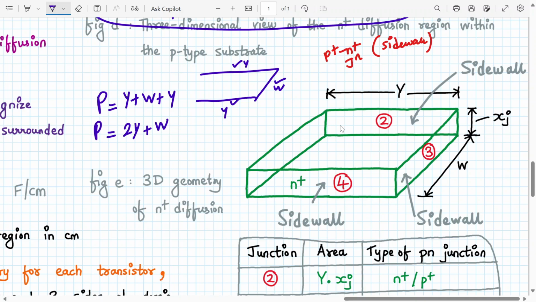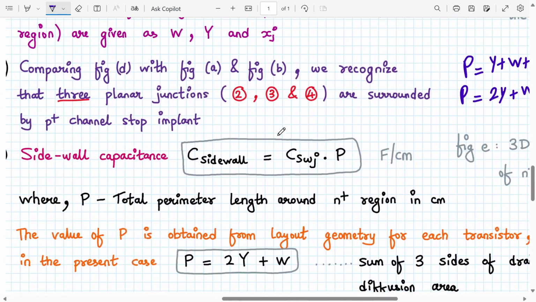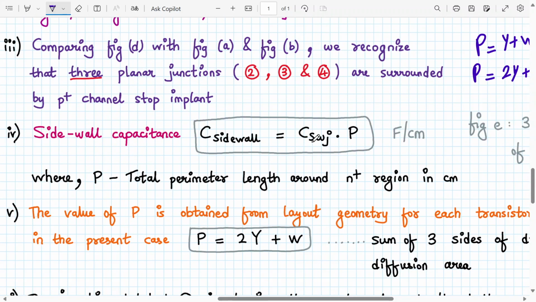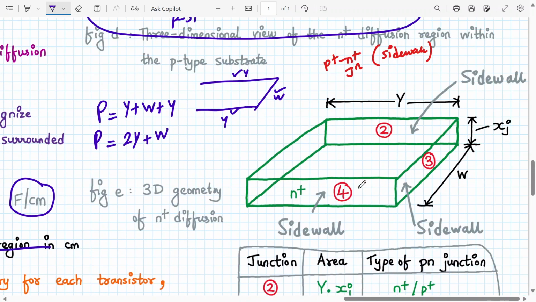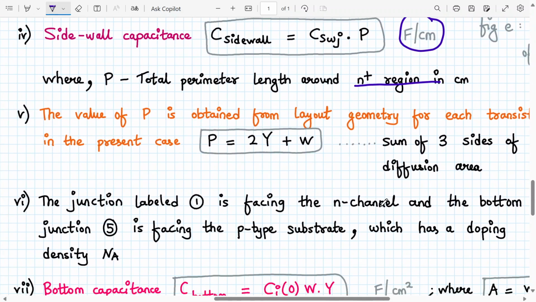Yes. So my sidewall capacitance C sidewall is CSJW into P. That's why the unit of a sidewall capacitance is farad per centimeter and not farad per centimeter square, because it's not an area, it's a perimeter. So the total perimeter around N plus region is given by 2Y plus W. Now since source and drain are symmetric, both the perimeter area on the source and drain side will be same. Agree? Yes or no?